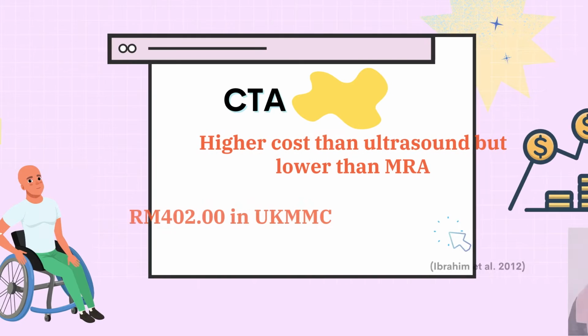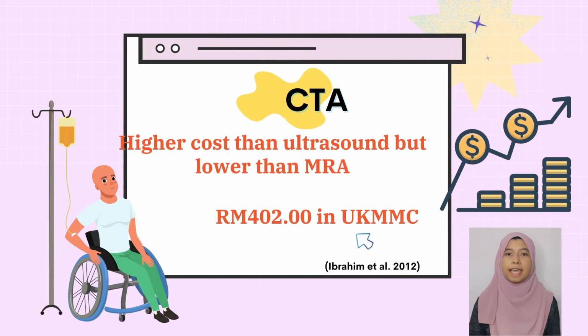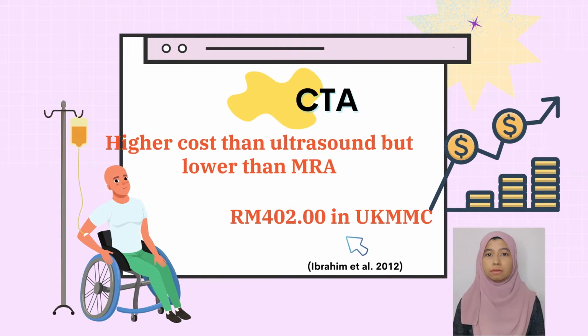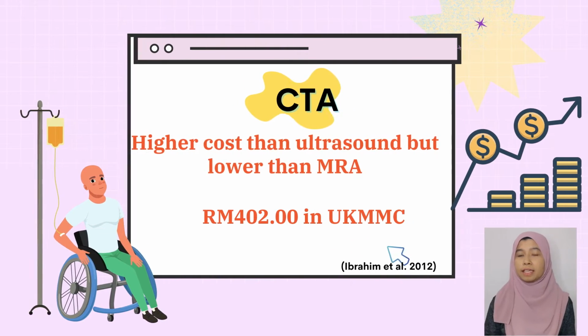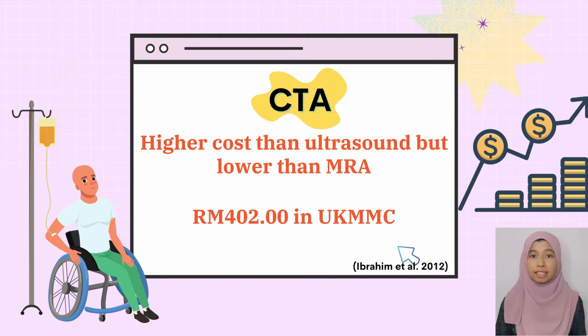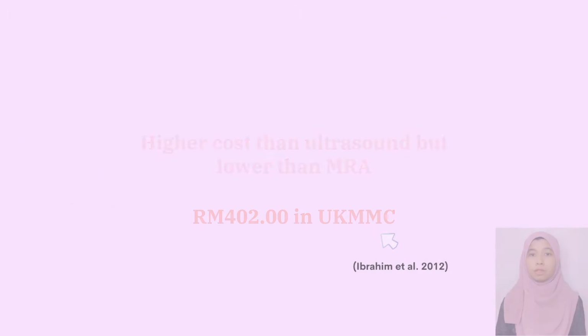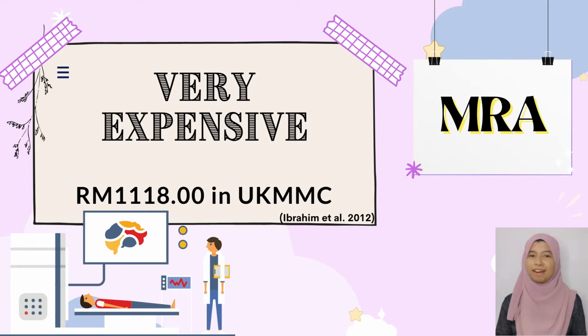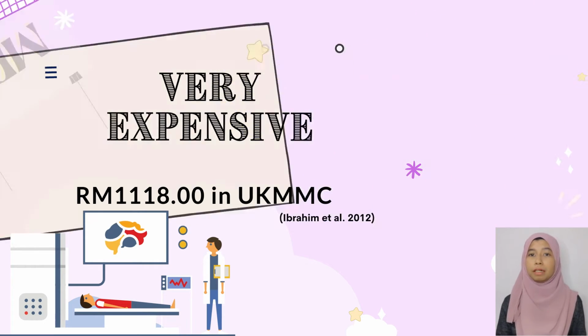The second modality is CTA. So CTA has a higher cost than ultrasound but lower than MRA. Ibrahim et al. have investigated the actual cost of CT scans in UK MMC, where it costs RM402. This one is MRA. MRA is very expensive compared to ultrasound and CTA, but it provides better branch vessel imaging than the other two modalities. Vascularity abnormalities can be evaluated when the images are reconstructed in multiple planes.